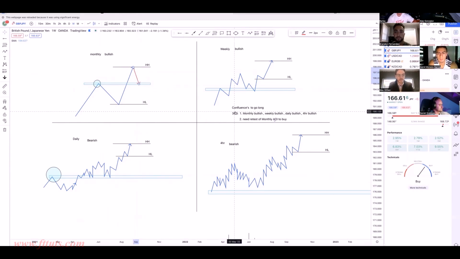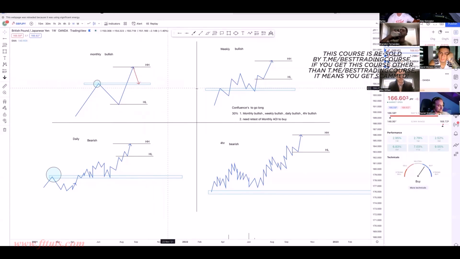What does the 30% mean? Okay, the 30% is the time frames that are in sync, the value it has toward each of them. Resistance, yes. Okay, so for this example, we're using the monthly.